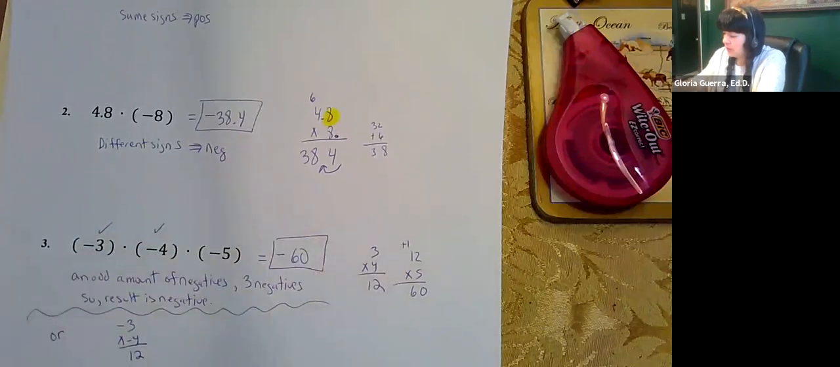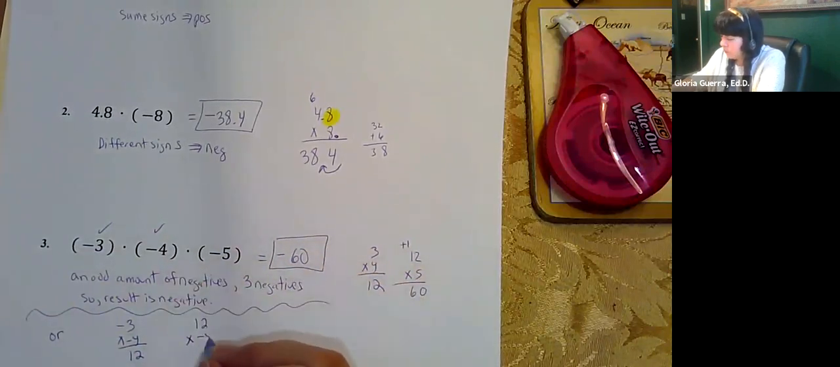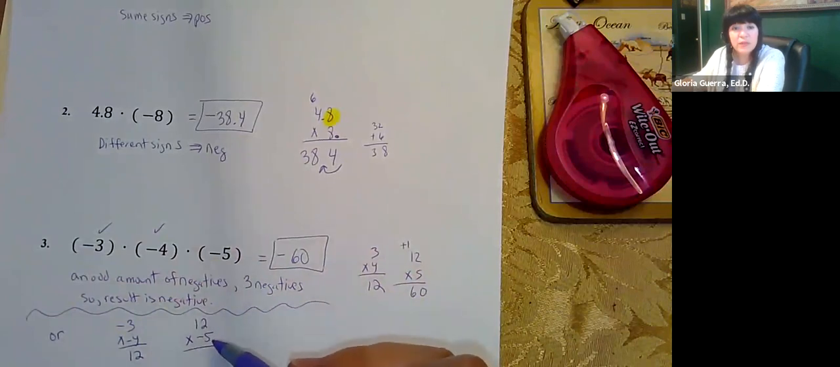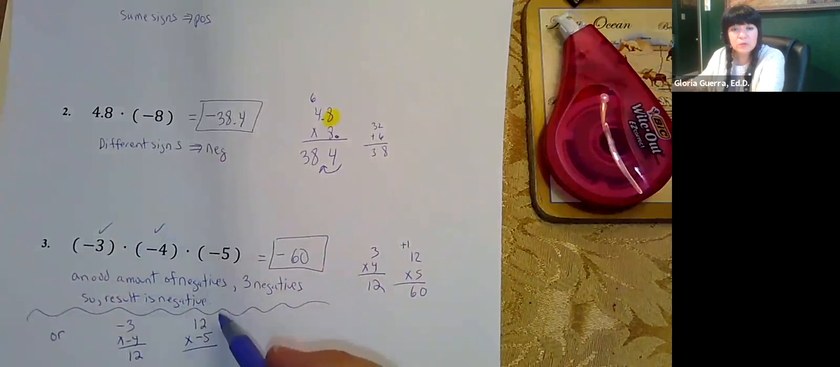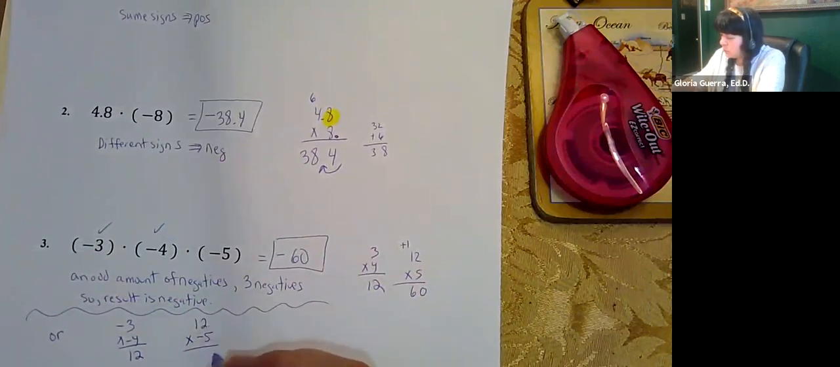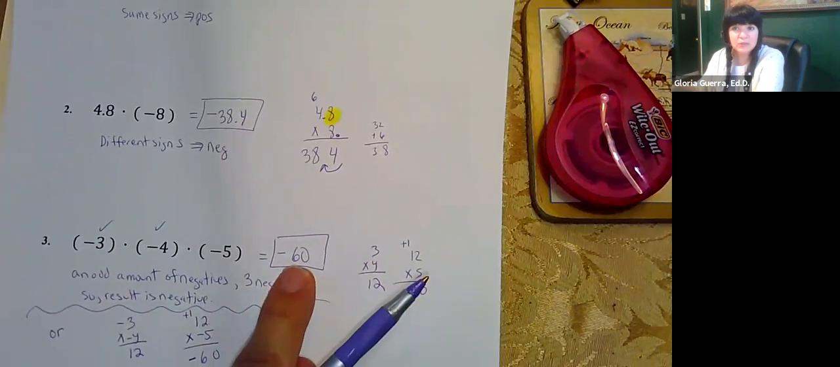And now you need to take that 12 and multiply it with this one, -5. And now you have different signs. See right here? Different signs produce negative results. So see, that should give you a negative. 5 times 2 is 10, carry the 1. 5 times 1 is 5 plus 1 is 6, and then you have a little negative. So you see that gives you a -60.